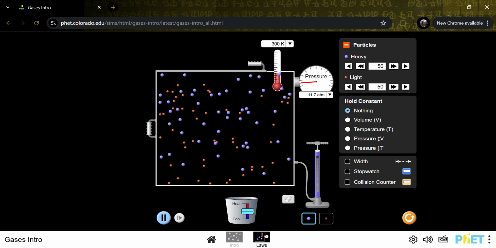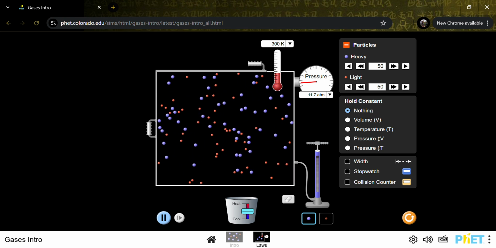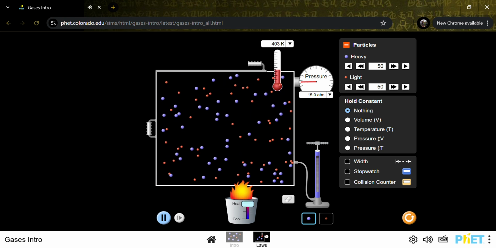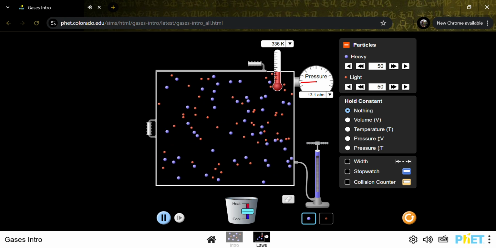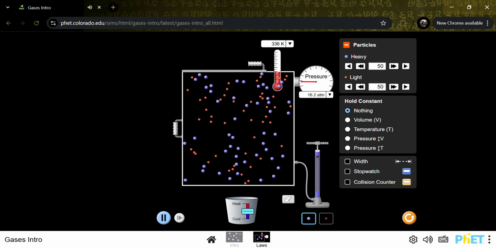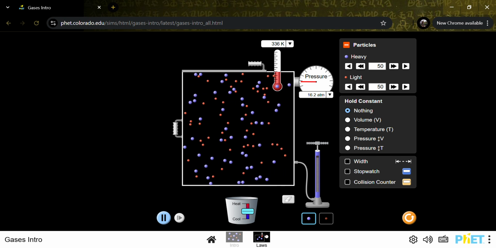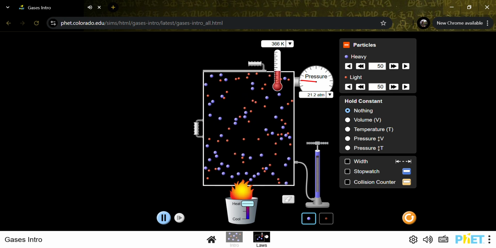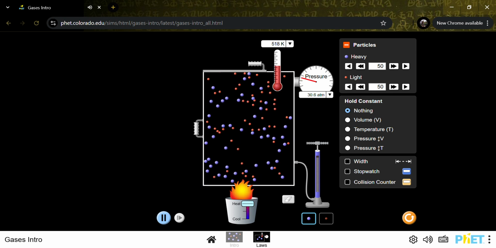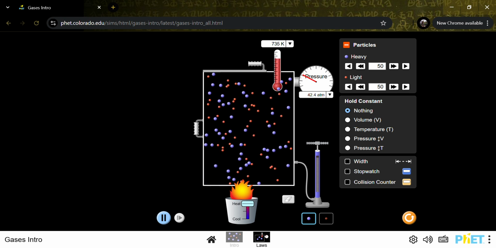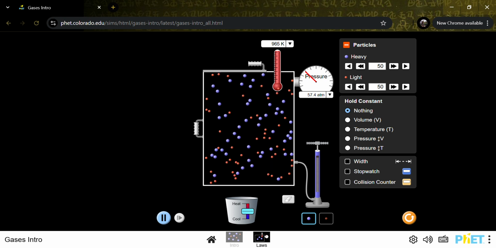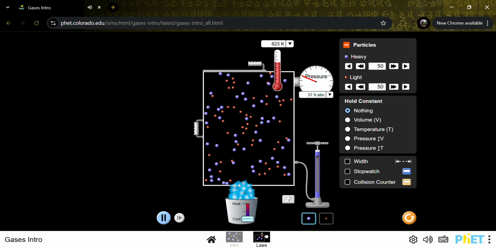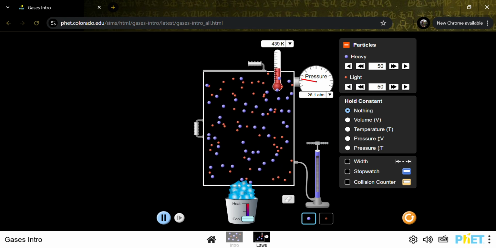Now for the constants, there's nothing, and when you have no constants, it means that you can change the temperature, heat or cold, and you can change the volume, and each of these will also change the pressure gauge on the side. So like the volume, smaller, pressure went up. The heat, as you heat the container, the particles get faster, and the pressure will also go up. On the opposite side, if you cool it down, the temperature goes down, the particles slow down, and the pressure will go down.